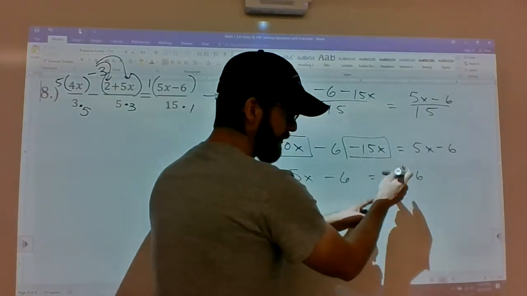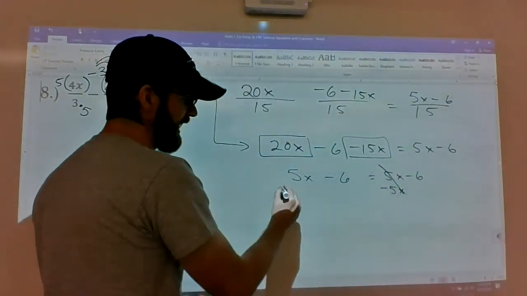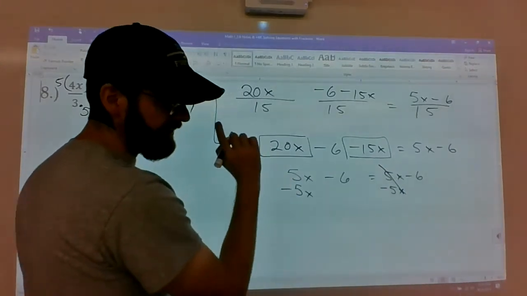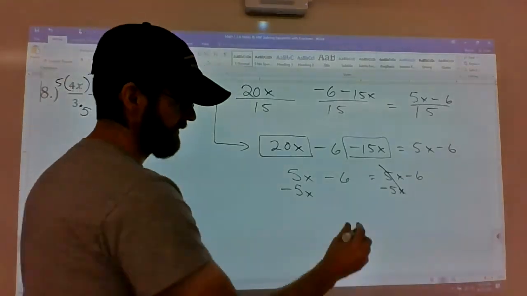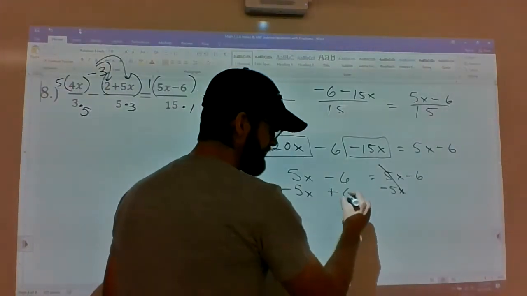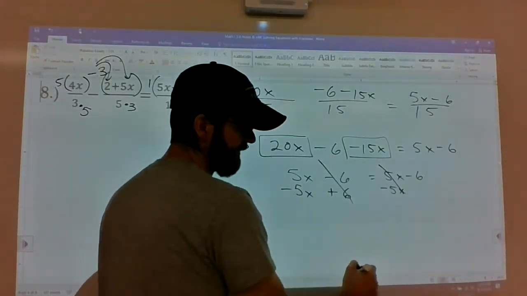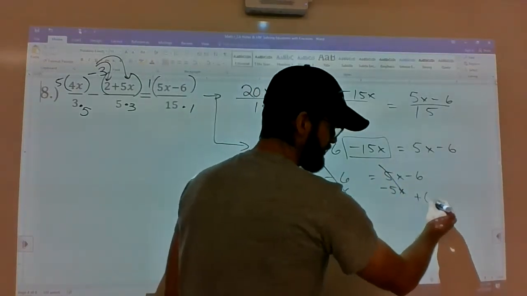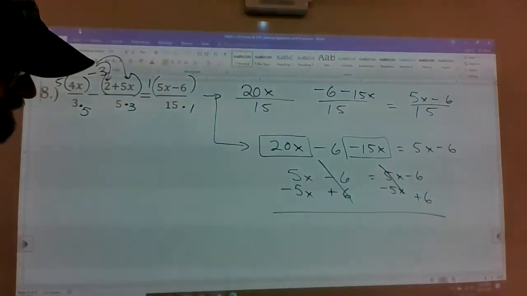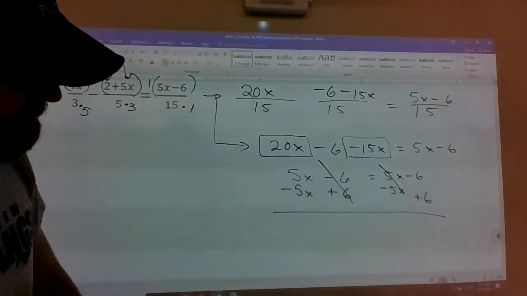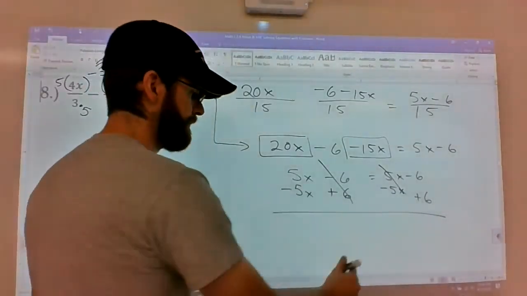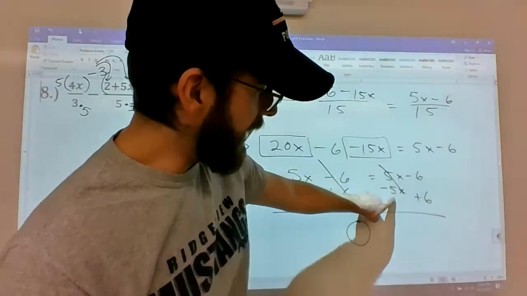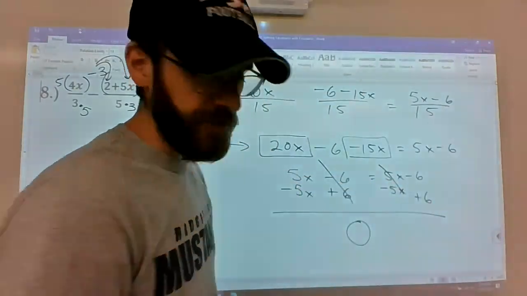Minus 5x from the right, I'm going to move it to the left. I've zeroed out the x's on the right, which means I want to zero out the constants on the left. I'm going to add 6 to zero out the constants on the left. And I have to do it to its like term on the other side. All right, this would be 0x, which is 0, plus 0. This is 0x, plus 0 also.